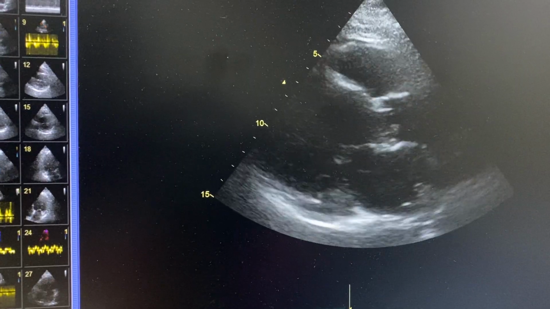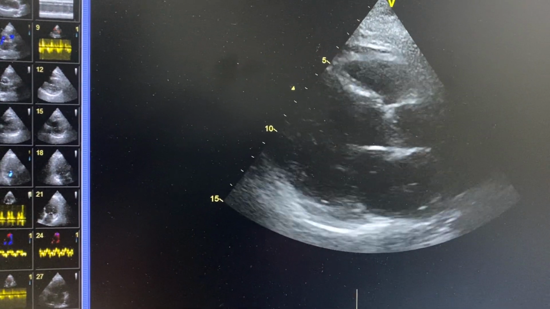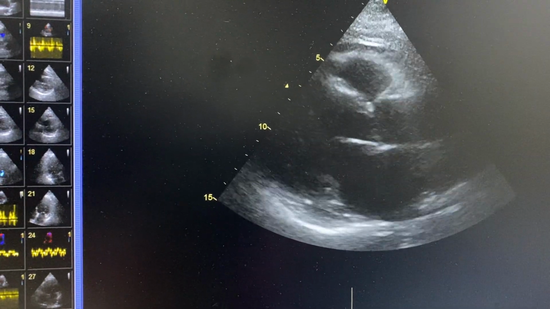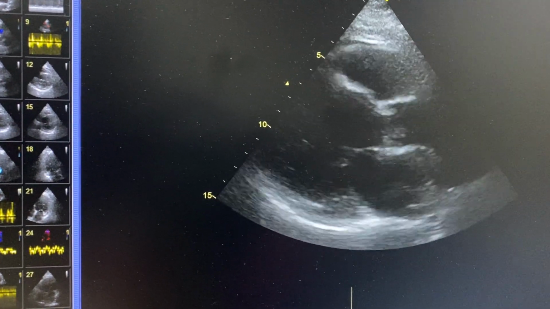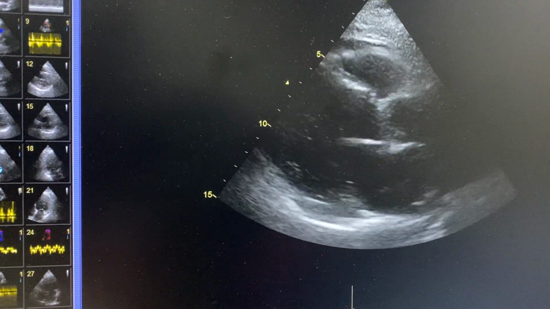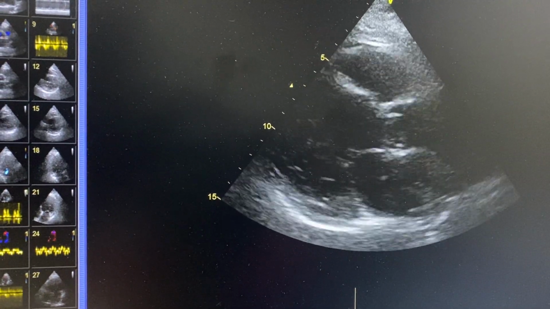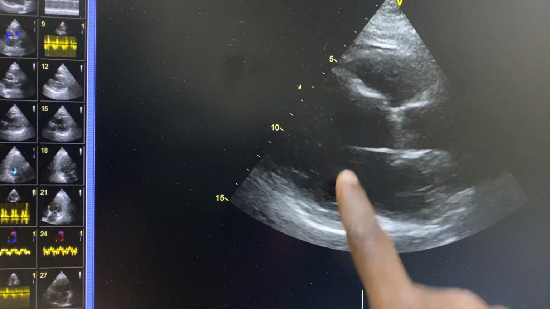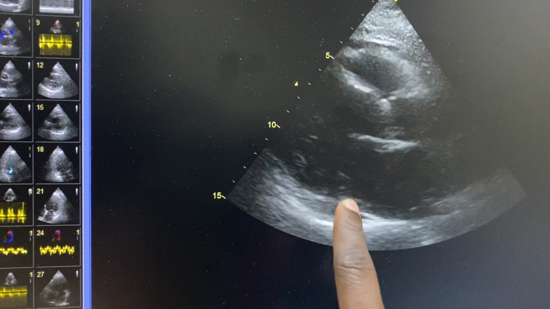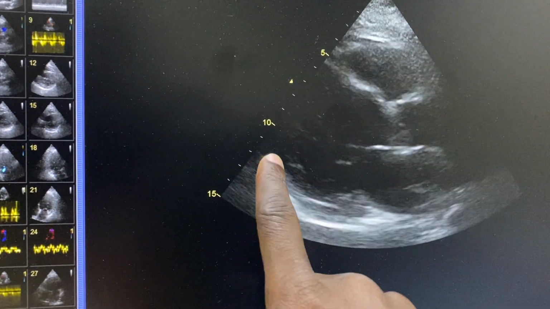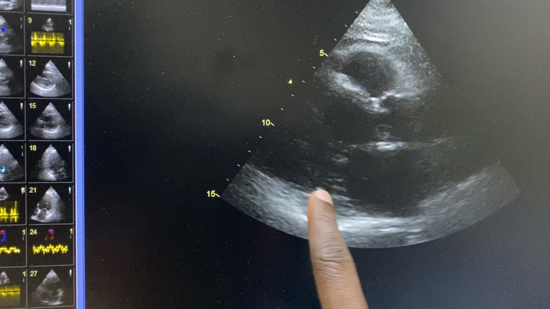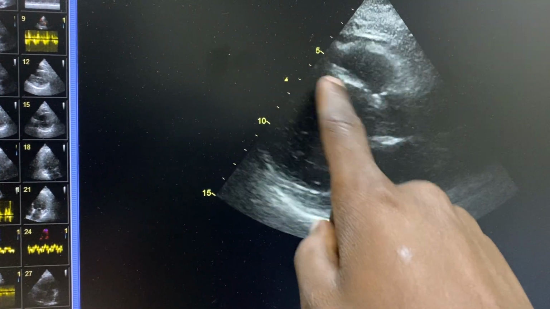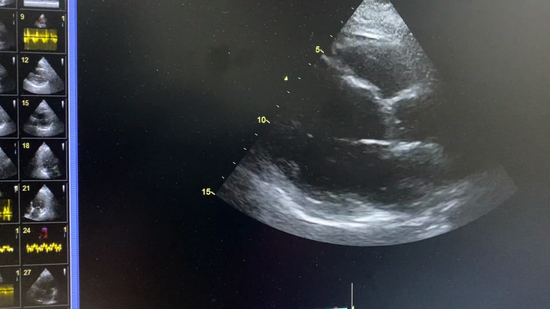Again, as I've been saying, in each and every echo, I normally start with the parasternal long axis. In this particular subject, the parasternal long axis view was not all that clear, but what we can see is a normokinetic posterior wall or posterolateral wall. It's almost normokinetic, and if you see the anterior wall, or rather the anterior septum, it is almost not moving.